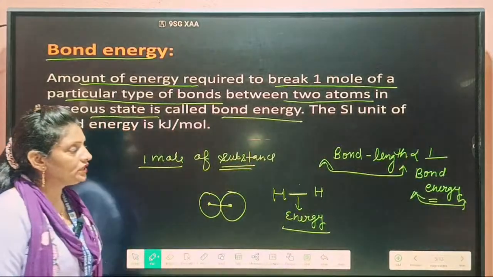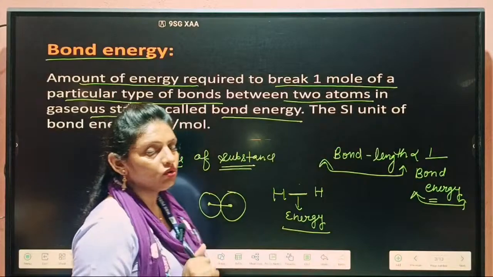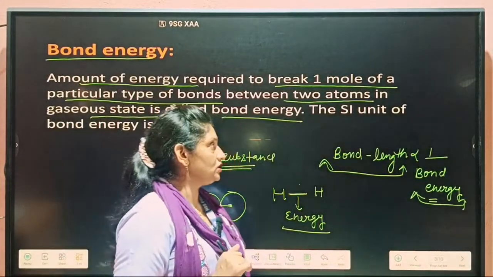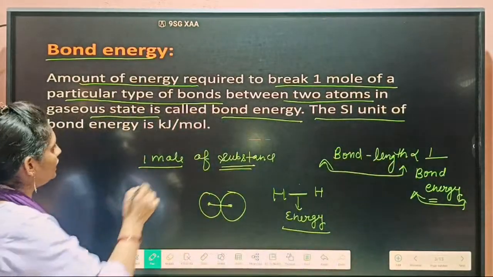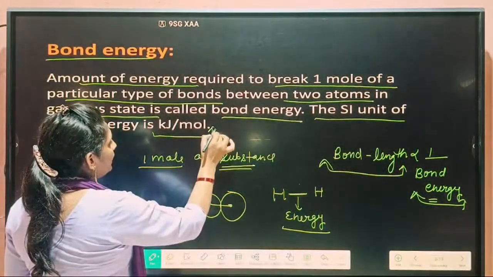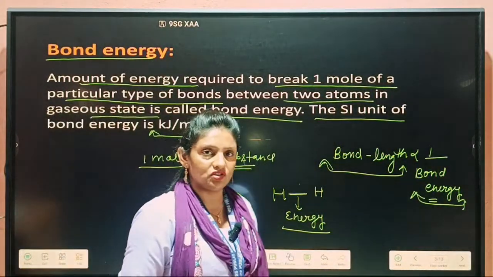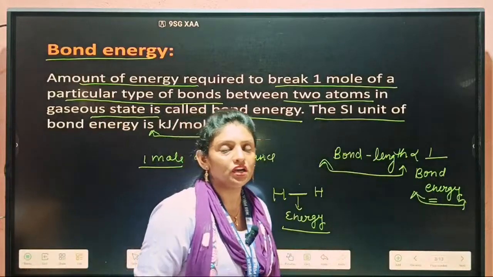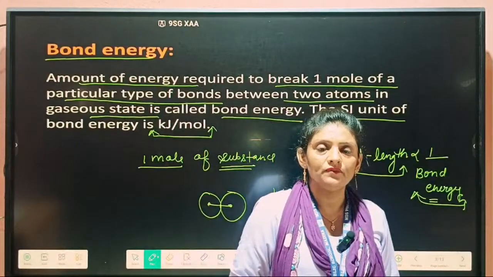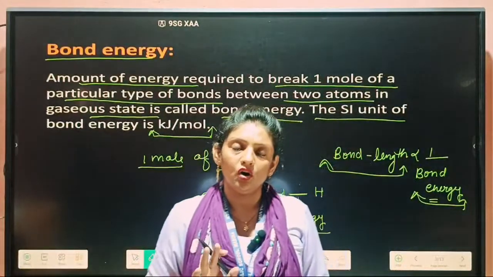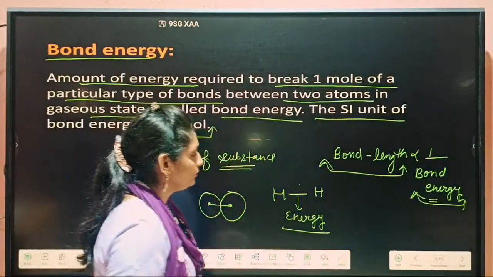Okay, so students, bond energy is that amount of energy which is required to break 1 mole of the substance, and SI unit for measuring the bond energy is kilojoule per mole. You know very well, kilojoule per mole. It is the unit of the energy. Okay. So here we are talking about the bond energy. So obviously it is also an energy, so its unit will be also kilojoule per mole. I hope this is clear to you.